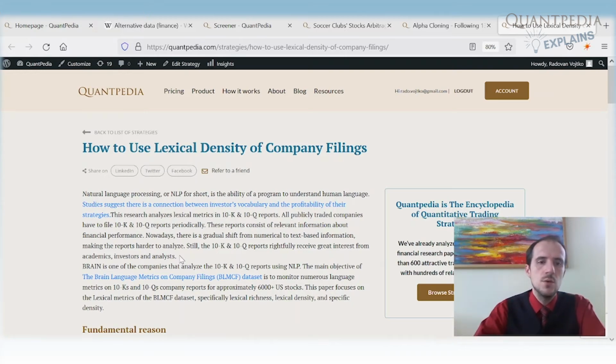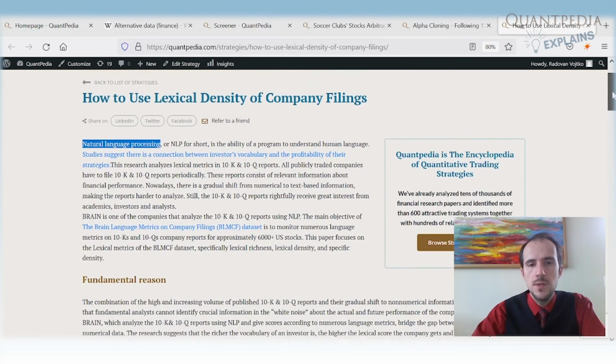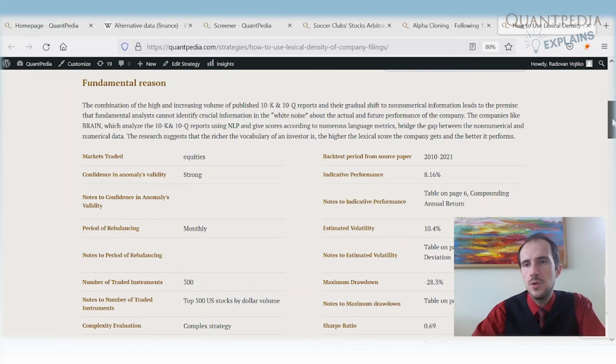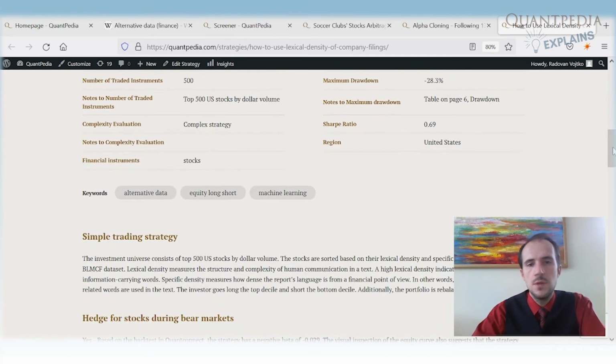that you need to analyze every quarter. So what we can do is use machine learning, we can use NLP, natural language processing, and we can analyze those data automatically. We can do it by ourselves, or we can buy some database that already did that. Usually when we use natural language processing, we receive the information about the report in digested form. It means the stocks are graded based on different natural language grades, for example lexical density, specific density, etc. In this strategy, we are using the lexical density measure.